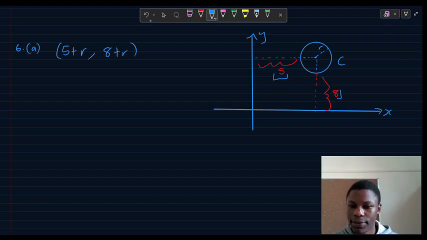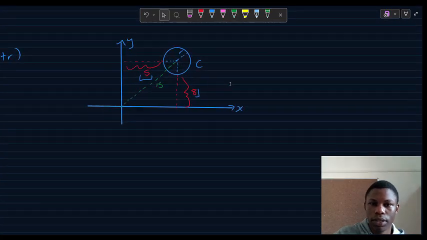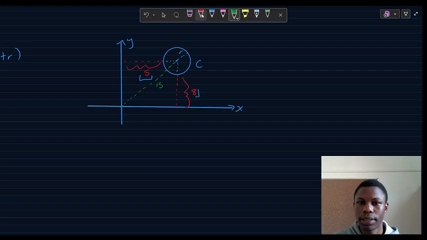Part B says, given that the distance between the origin and the center of the circle is 15 units, find the value of r. So the distance between the origin and the center of the circle there is 15. That allows us to draw a triangle, which I'll draw on the side.